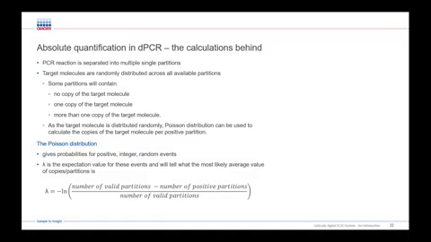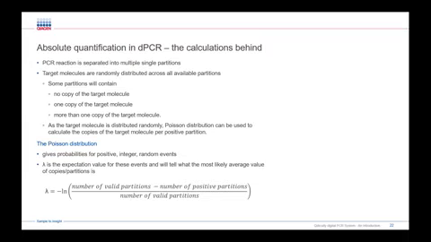Now, the Poisson distribution itself gives probabilities for positive, integer, random events, in this case, a partition containing at least one copy of our target sequence. Lambda is the expectation value for these events and will tell what the most likely average value of copies per partition is. In order to do these calculations, the software needs the information how many valid and how many positive partitions we see in the well.